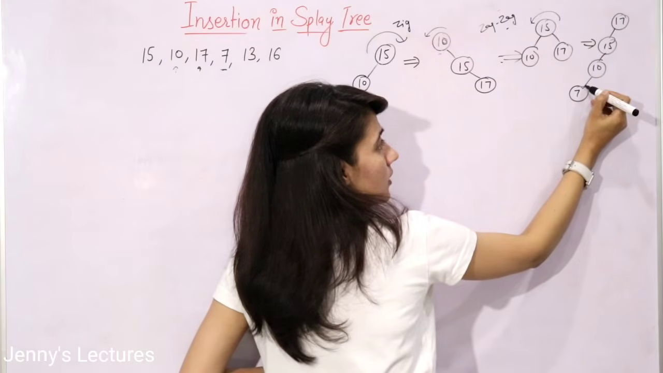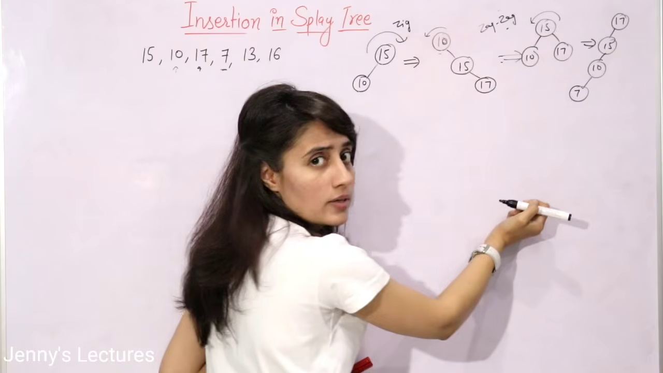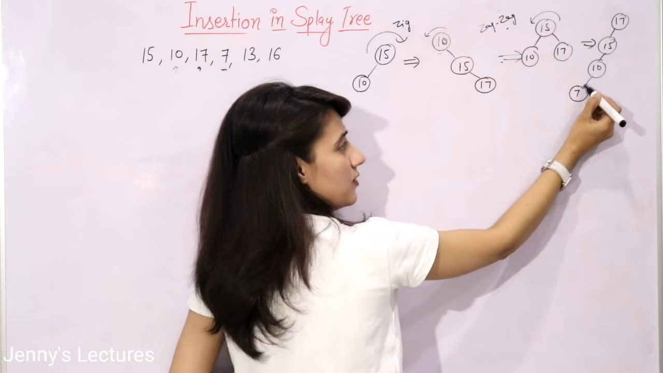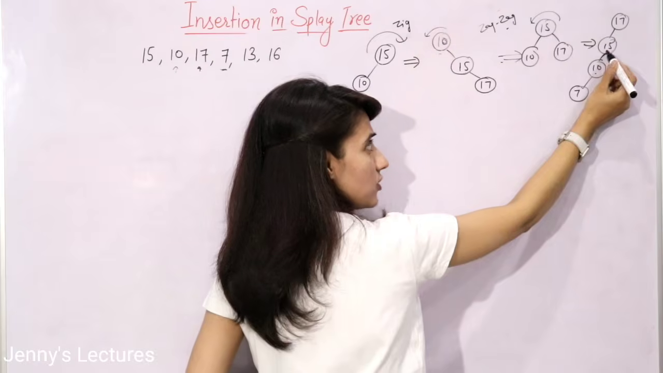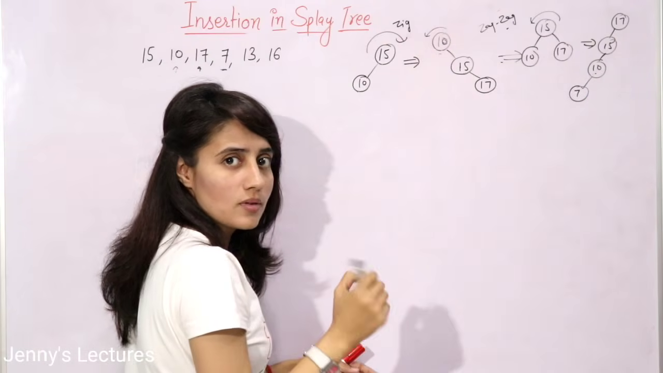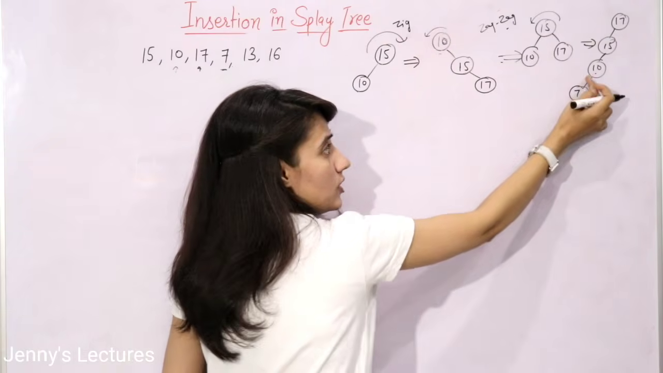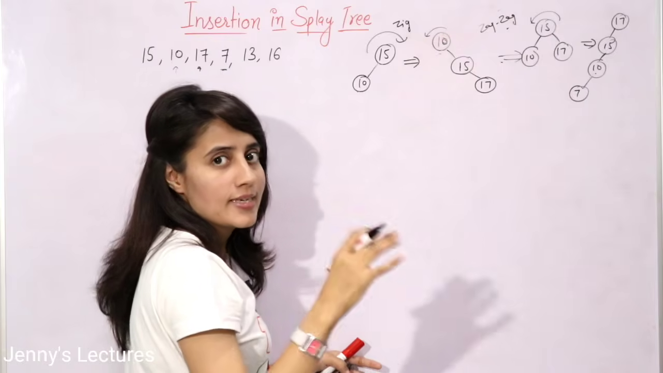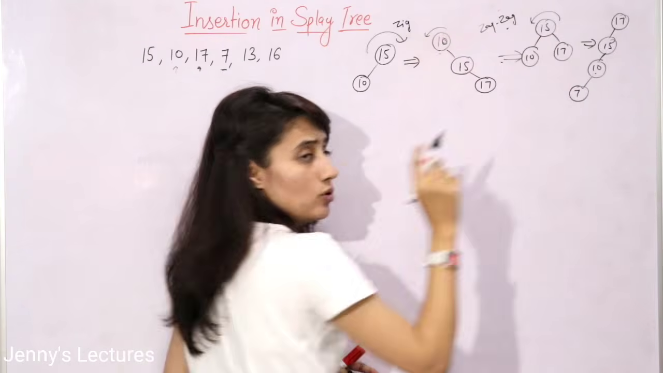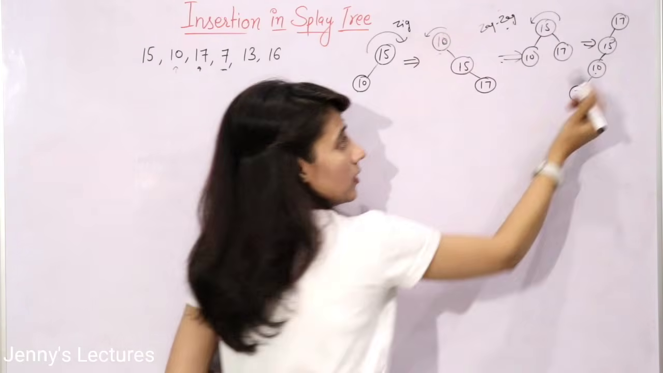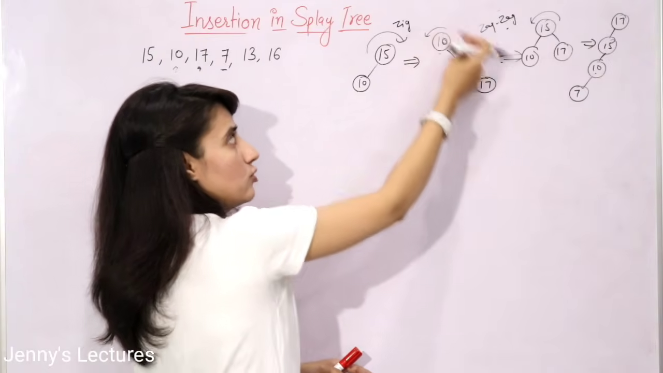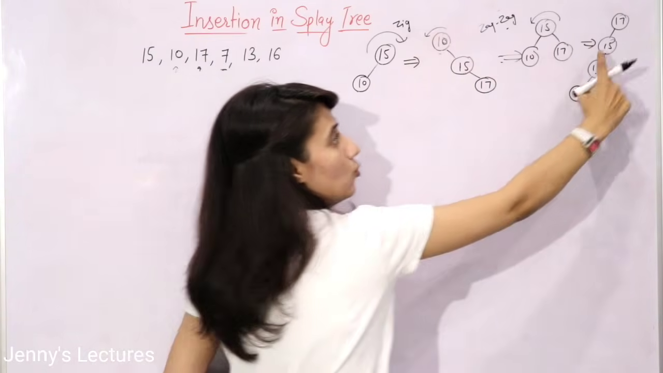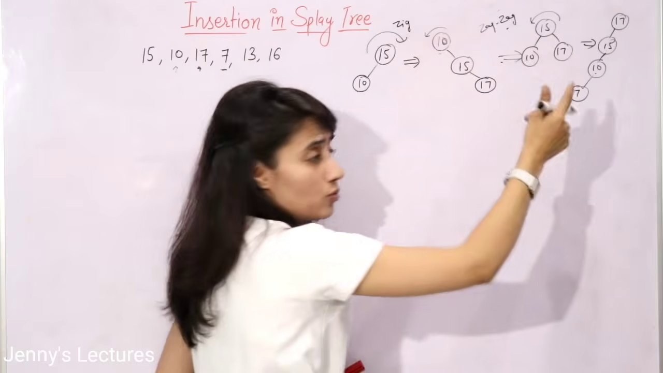Now check, 7 has a parent as well as a grandparent, and 7 is the left child of its parent, and this parent of 7 is also the left child of its parent, right? Both are on the same side, so it is a zig-zig situation. Here, first of all, you need to do two right rotations. If these are left children, it means right rotation; in the earlier case they were right children, so left rotation. So two right rotations you need to do.